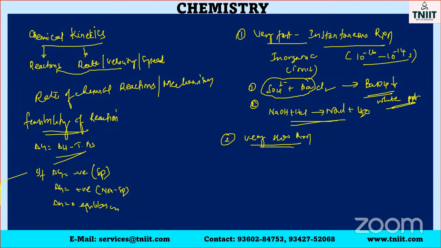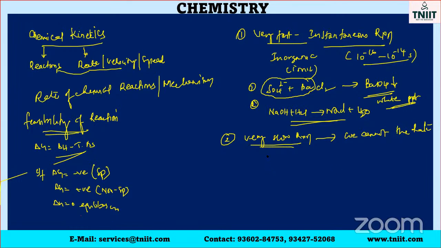Now, when we say very slow reactions, these reactions are very slow. We cannot determine the rate. Even for the fast reaction, we cannot determine the rate because the time is 10 to the power minus 16 to 10 to the power minus 14 seconds. Since it's very fast, we cannot determine the rate. Likewise, for a very slow reaction also, we cannot determine the rate because it is very, very slow. Nobody is interested in very slow reactions.